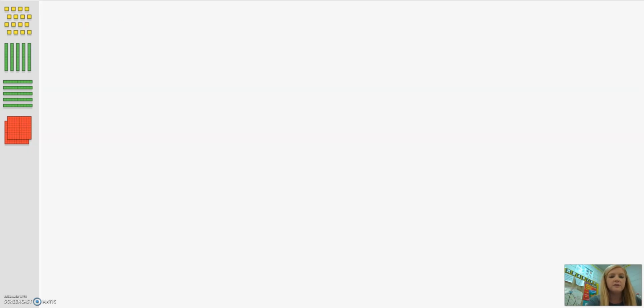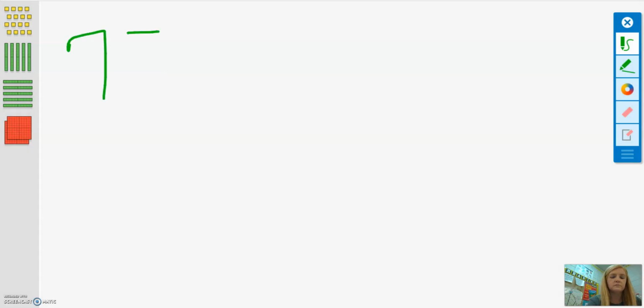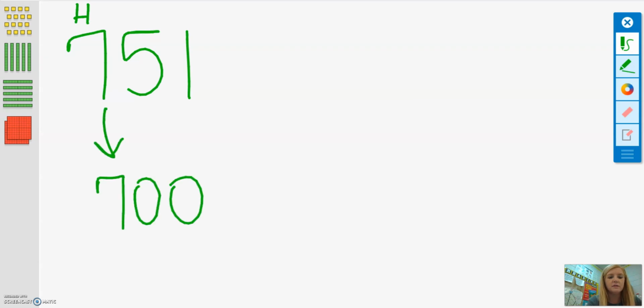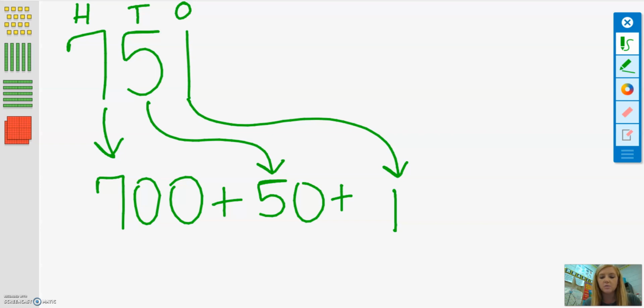I have 751. So since this 7 is in the hundreds place, it has a value of 700. I'm going to add that to the value of the 5. Since it's in the tens place, it has a value of 50. And I'm going to add that to the value of the ones. This 1 is in the ones place, so it has a value of just 1. So in expanded form, 700 plus 50 plus 1.